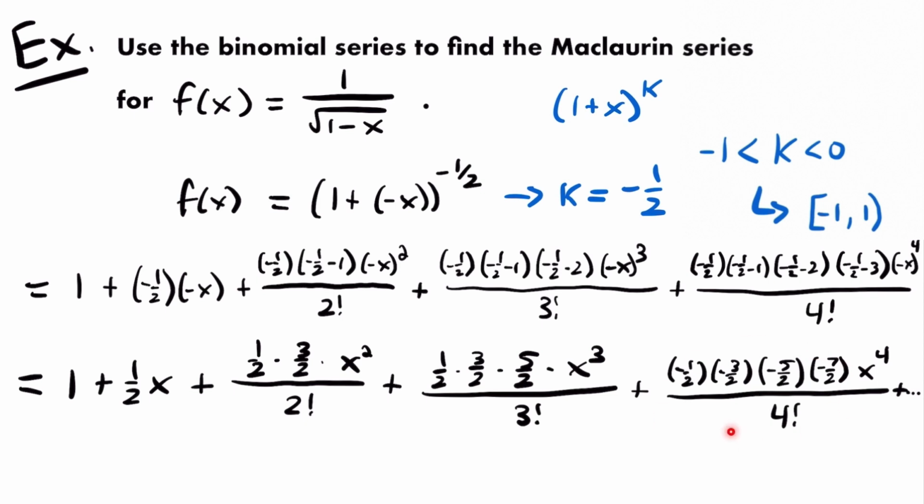Okay, and then for this term, we have negative 1/2, negative 3/2, negative 5/2, and negative 7/2. Once again, we have 4 negative signs. So these two will cancel each other out, and these two will cancel each other out. So this whole term will also end up being positive. So I'm going to rewrite this whole numerator as well. We'll just make all of those values positive, and so we'll just have 1/2 times 3/2 times 5/2 times 7/2 times x to the power of 4.